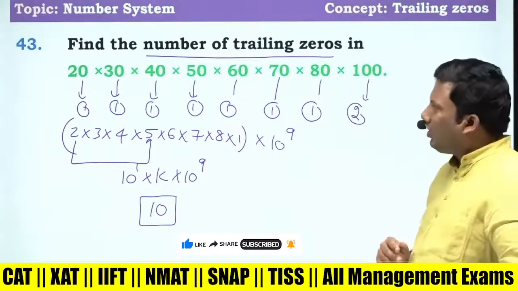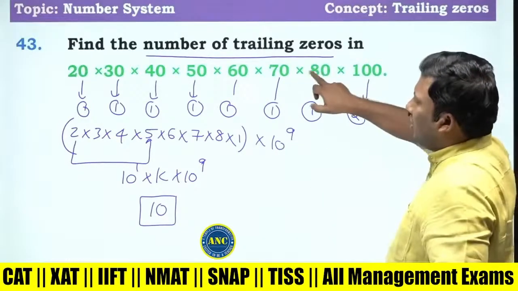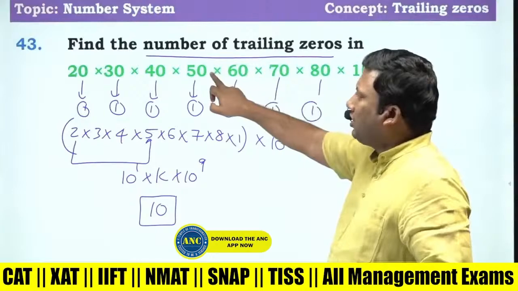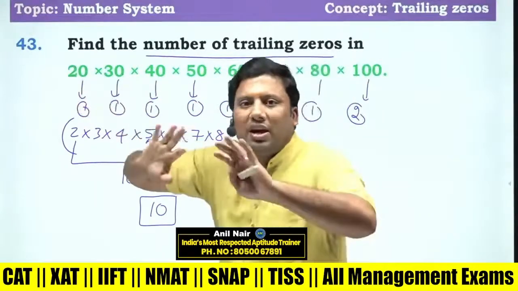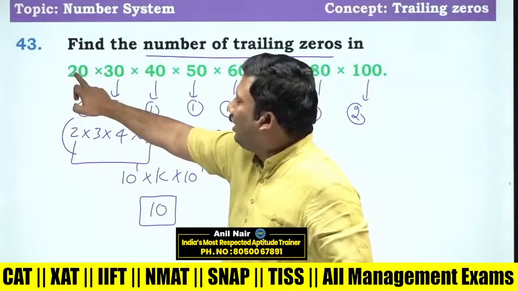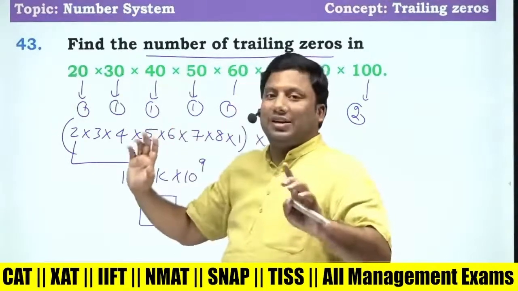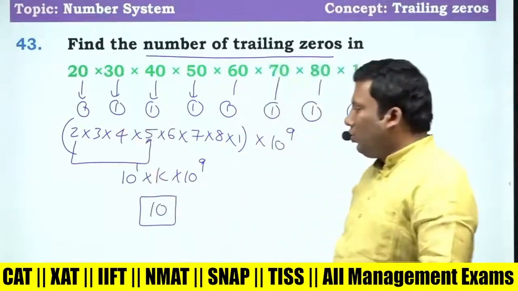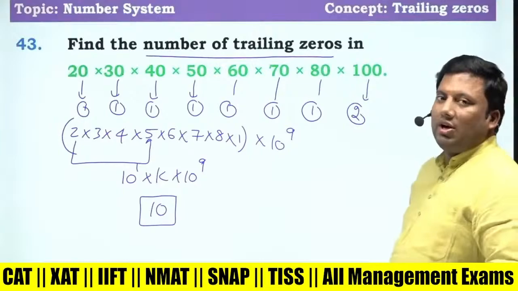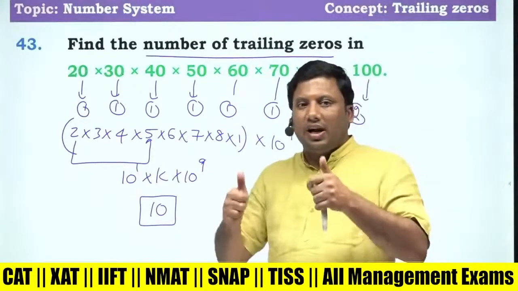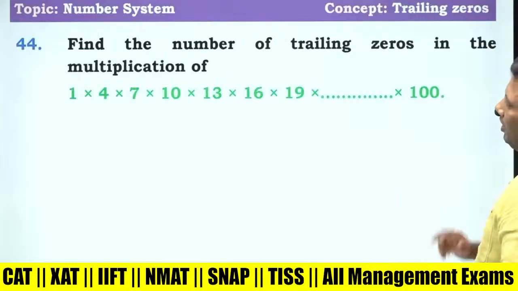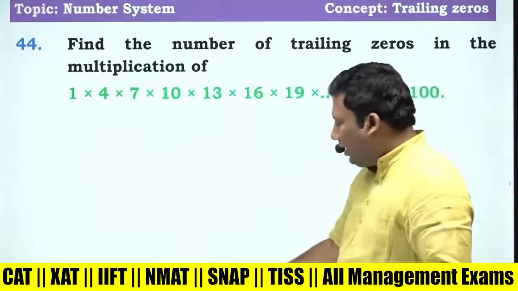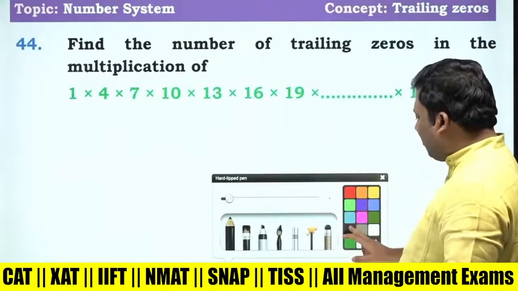Very, very easy question. 2 zeros, 3 zeros, 4 zeros, 5 zeros, 6 zeros, 7 zeros, 8 zeros, 9 zeros. 9 zeros are there at the ending. 2 into 5, 10. One more zero is there. Total 10 zeros I will get. I hope the idea is clear. 43. Next, this question we already did in session number 1, similar pattern.